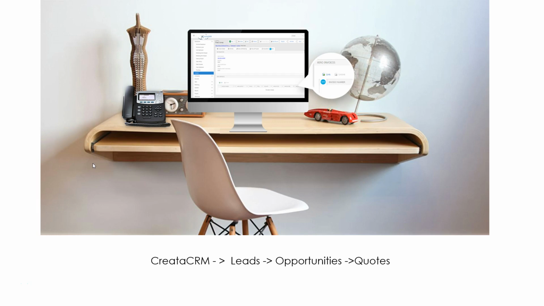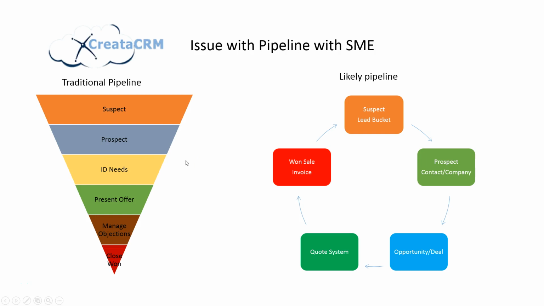And the old-fashioned ways we usually do things is doing sales leads and opportunities and quotes. Now, what I have been finding through the traditional software that we've done, and it's been going on since the 90s, is the traditional pipeline, where you have a sales cycle, and you get all these leads, and as they go down the pipe, you get less and less and less. The traditional stages are suspect, prospect, ID the needs, present an offer, manage objections, and close a sale.